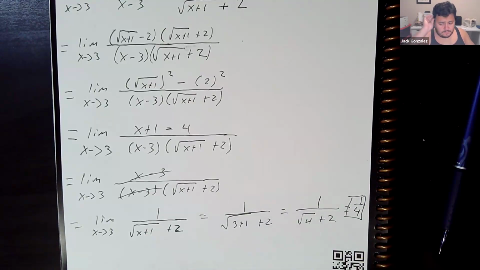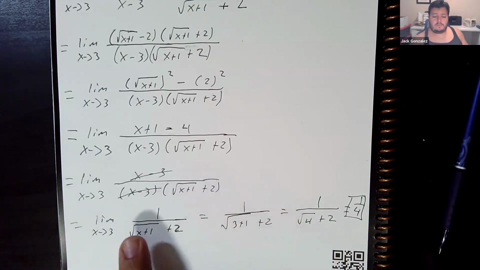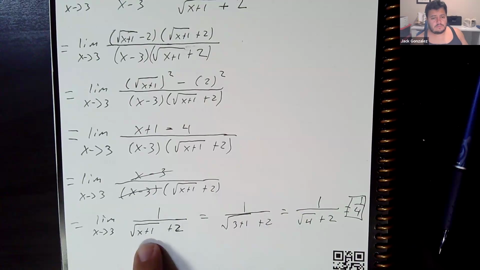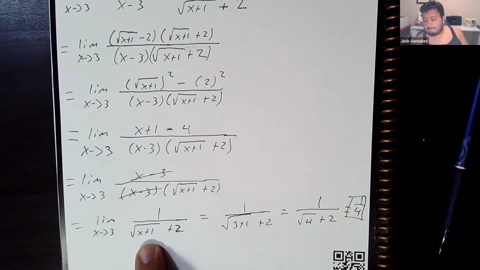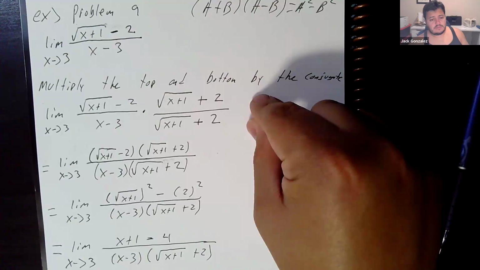Does that make sense? Is 1 over square root of x plus 1 plus 2 the same as the original problem? Like, that's the same formula, the same function? Yeah, this one is equal to the original. This was a form of 1, so I did not do anything to change the original.